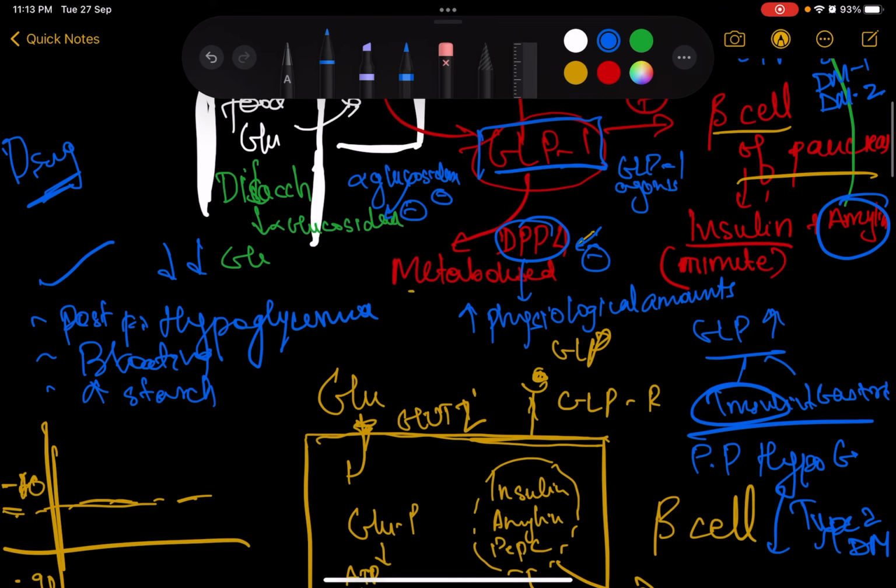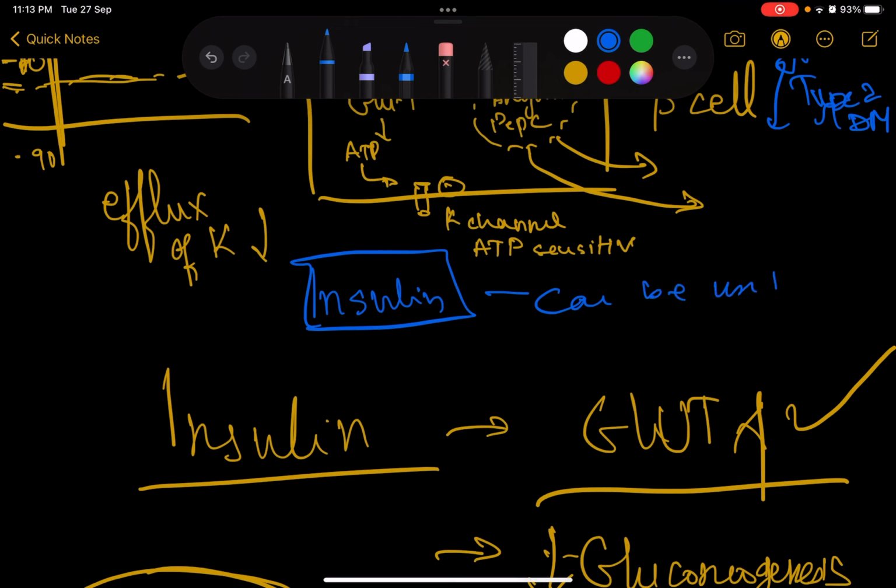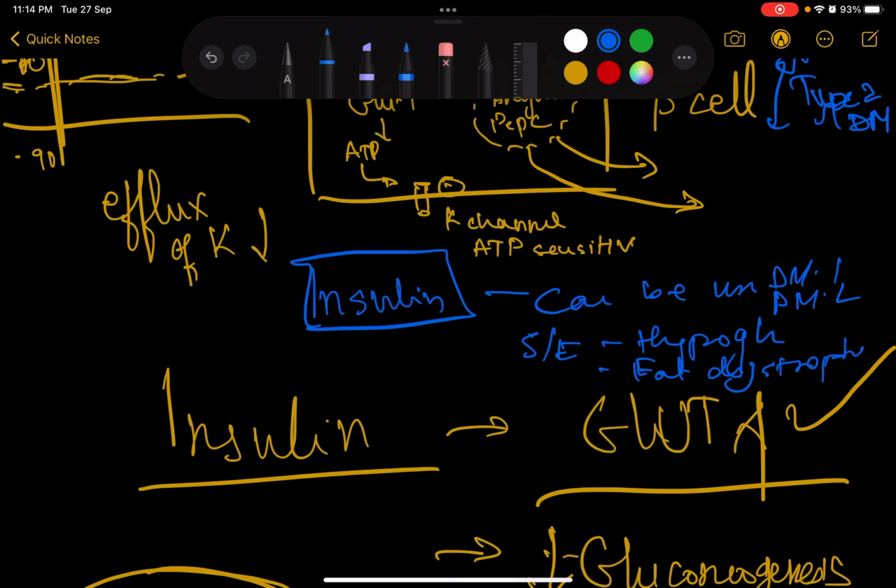All right. Coming to the main hormone that we have, let's talk about insulin. What about insulin? Well, you could use insulin in both. It can be used in DM1 and DM2. But the side effects are that it can cause hypoglycemia. It can cause fat dystrophy on repeated use, but the side effects are comparatively lesser. But you do not want to give insulin again and again because it's an injectable.